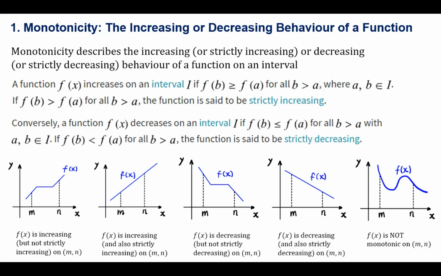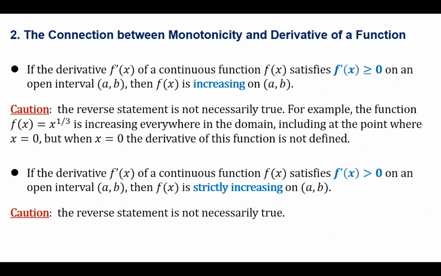Okay, next, let's have a look at the connection between the monotonicity and the derivative of a function. If the derivative f prime of a function f(x) satisfies f'(x) greater than or equal to 0 on an open interval a to b, then f(x) is said to be increasing on a to b. Understand? This means we can use the first derivative to determine if a function is increasing or not.